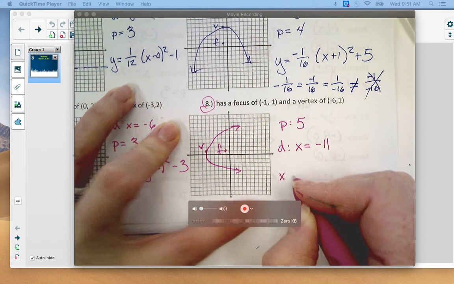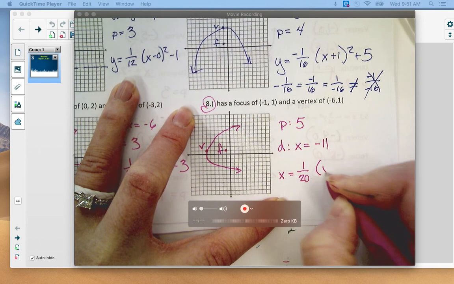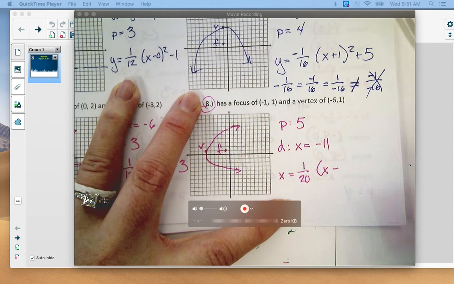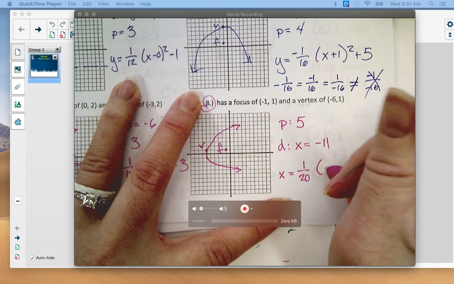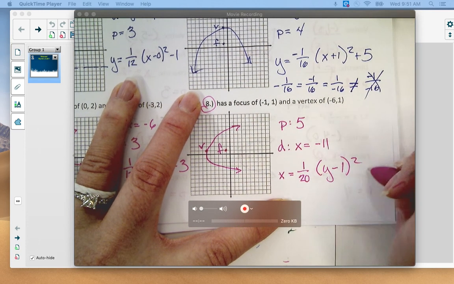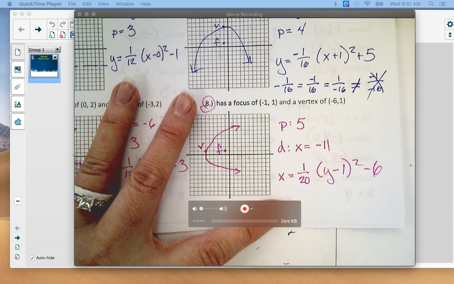So I'm going to have x equals 1/20 (y minus 1) quantity squared minus 6. I'm going to do it every single time. Do we agree with that? Feel pretty good. Left, right, up, down.